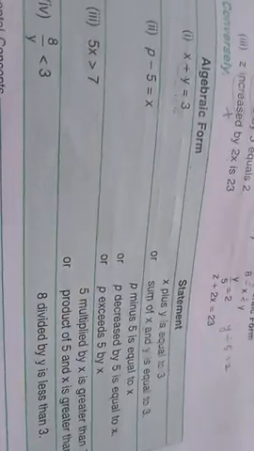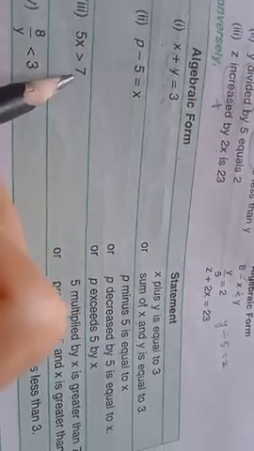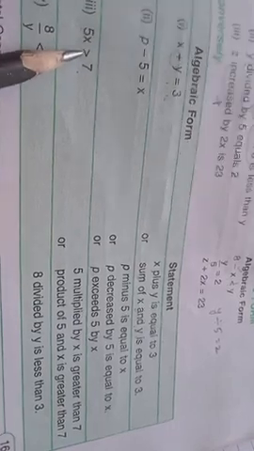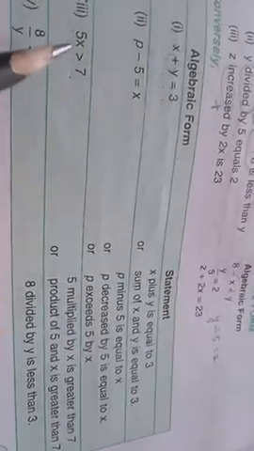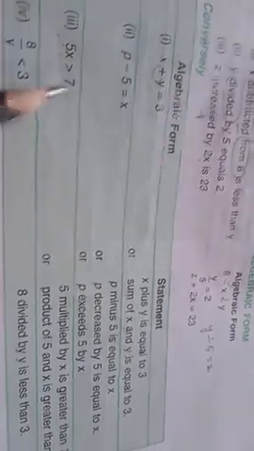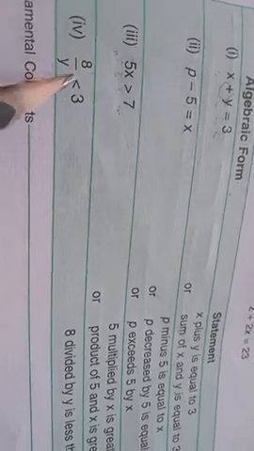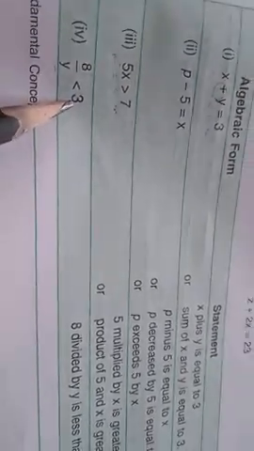5x is greater than 7, or 5 multiplied by x is greater than 7, or product of 5 and x is greater than 7, or 5 times x is more than 7, right? Now here you can see 8 divided by y is less than 3. So this is the way. We'll see the exercise now.